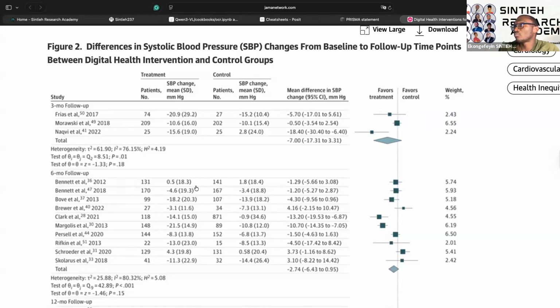Now let's look at the studies that looked at a 6 months follow-up. Again, you see, now look at the... Doctor, I have an issue. Yes. Please, can you repeat that part again? I did not really get it.